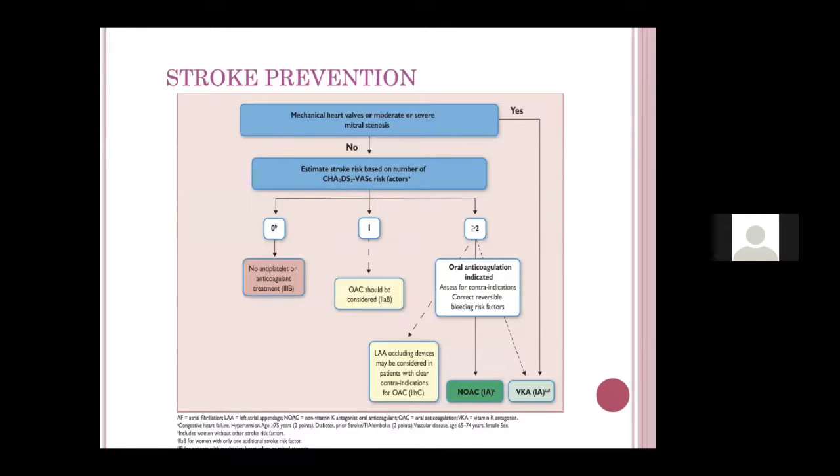If the CHADVAS score is 0, don't give anything. Before, what we used to do is give aspirin. Aspirin is no longer indicated for stroke prevention, whether it is 0 or 1 CHADVAS. It has no role. With a CHADVAS score of 1, oral anticoagulation should be considered, whereas if it is more than 2, then it is a class 1 indication.